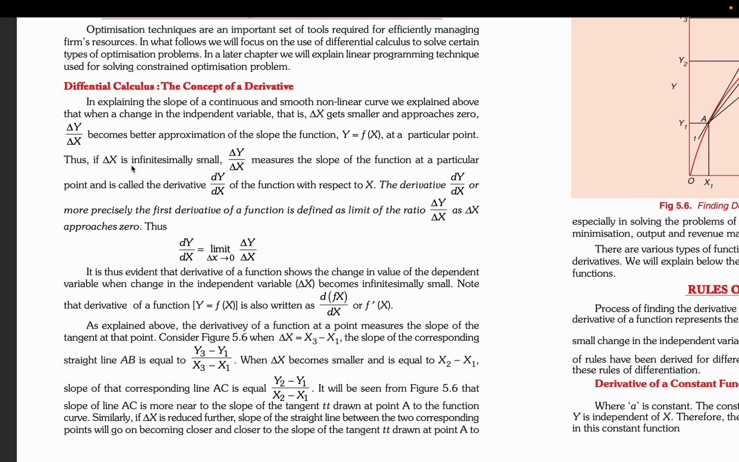Because we're saying that it's infinitesimally small. When it is so, that's when delta y by delta x, which measures the slope of the function at a particular point, is called the derivative dy by dx, which is now written in the mathematical form right here. It is thus evident that the derivative of a function shows the change in the value of the dependent variable when the change in the independent variable, which is delta x, becomes infinitesimally small.